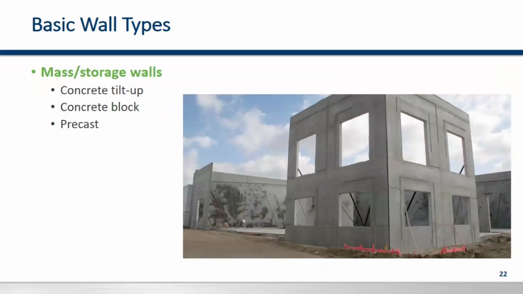Another type of very common wall assembly that we see, especially with large distribution centers, would be mass storage walls, which would be considered concrete tilt up or block or precast. Now, these types of walls are very durable and very long lasting. Really good for fire resistance there. They are certainly non-combustible walls.